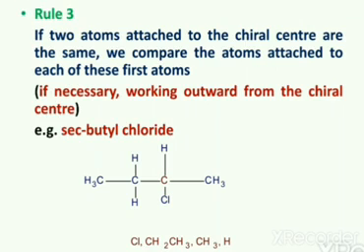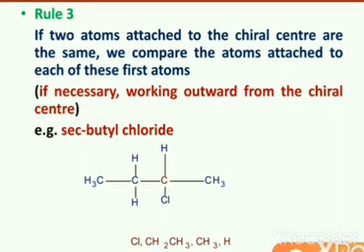So according to rule 3, if two atoms attached to the chiral center are the same, we compare the atoms attached to each of these first atoms. Which means if necessary, we need to work outward from the chiral center. For example, in secondary butyl chloride, we have the chloride, ethyl group, and methyl and hydrogen groups attached to the chiral center. Here automatically we can give the priority to the chloride, no problem.